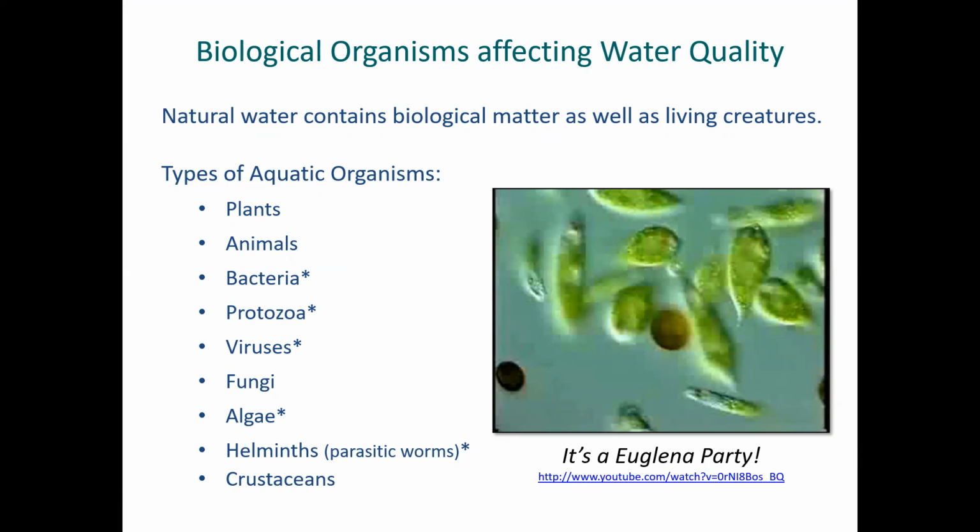Plants and animals can, of course, right? Animals, you know, they poop and they pee. Plants can die and decay, causing all sorts of organic matter that way. But we're more or less focusing on these other things with the star.